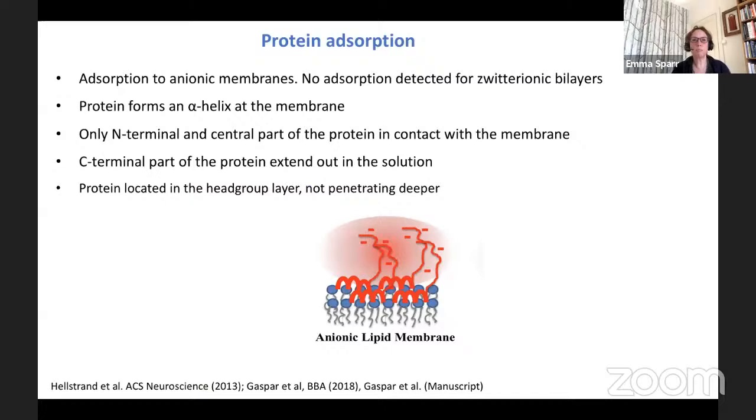So from this, we have some idea of how the protein goes to the membrane. It absorbs to the anionic membranes. It forms an alpha helix on the membrane, but only in parts of it, not the C-terminal part. And the protein is not inside the membrane. It's not really surfing. It's in the head group layer of the membrane.